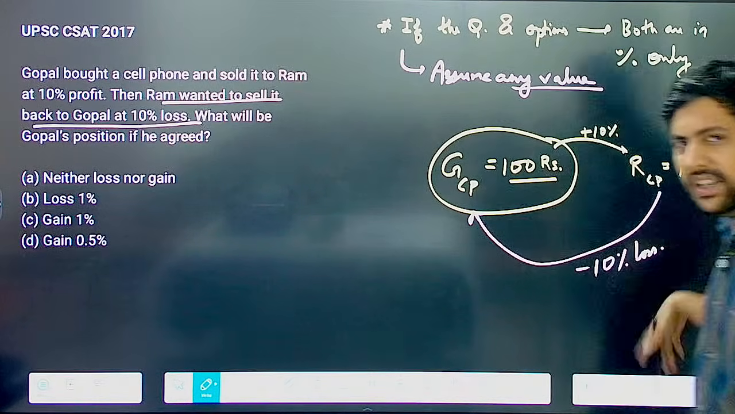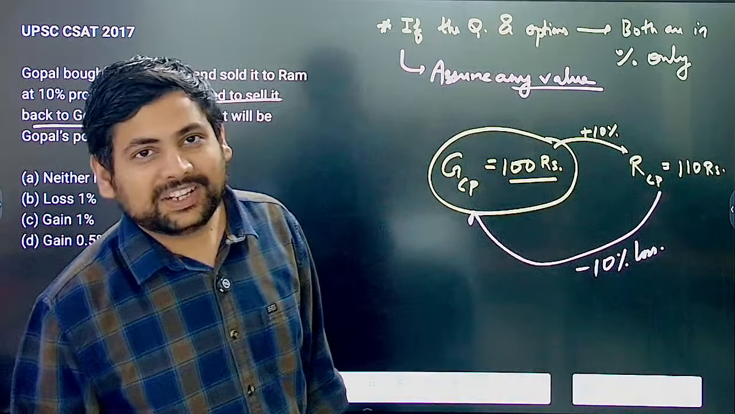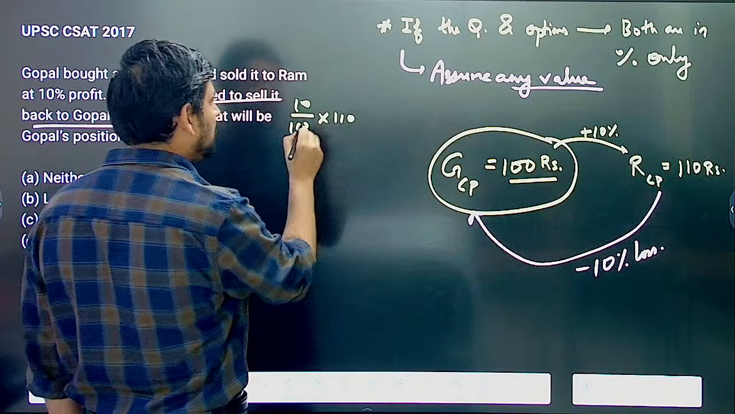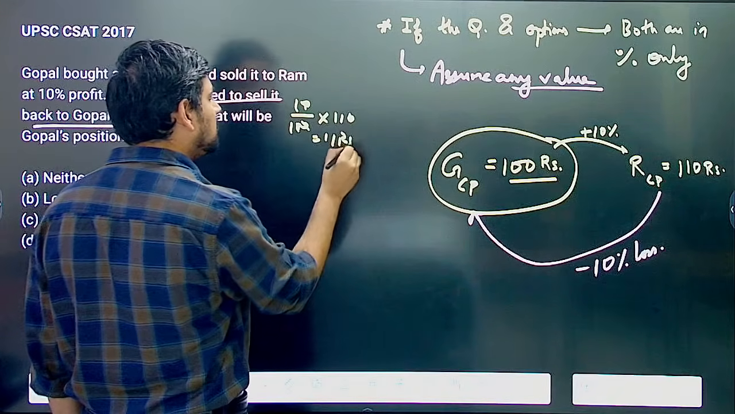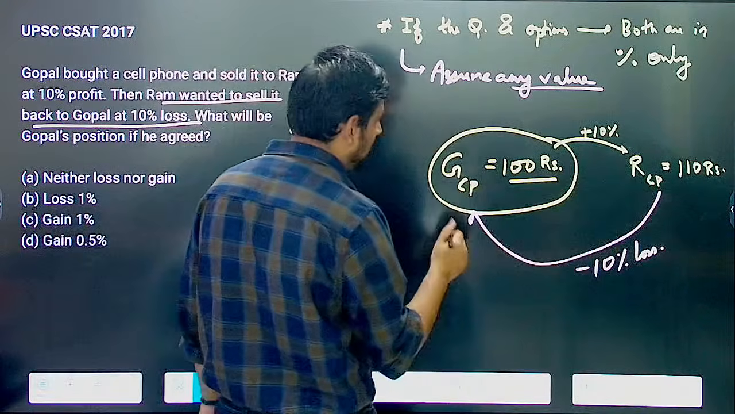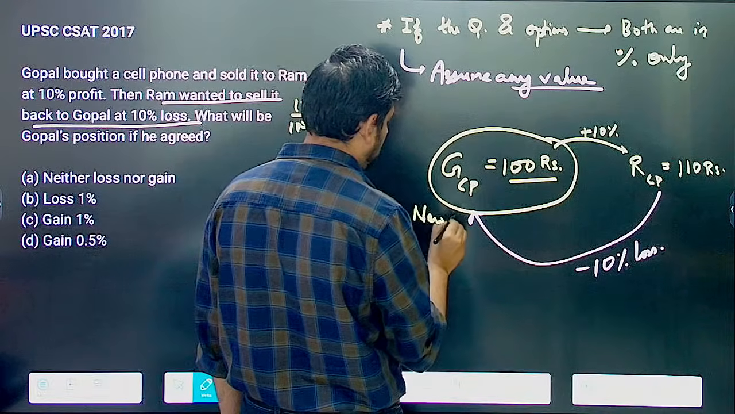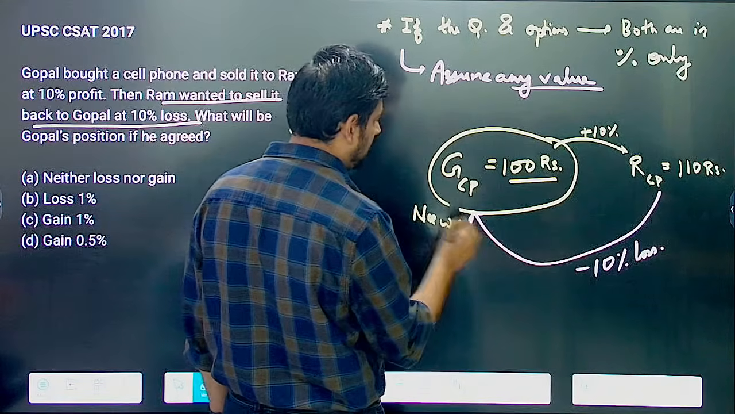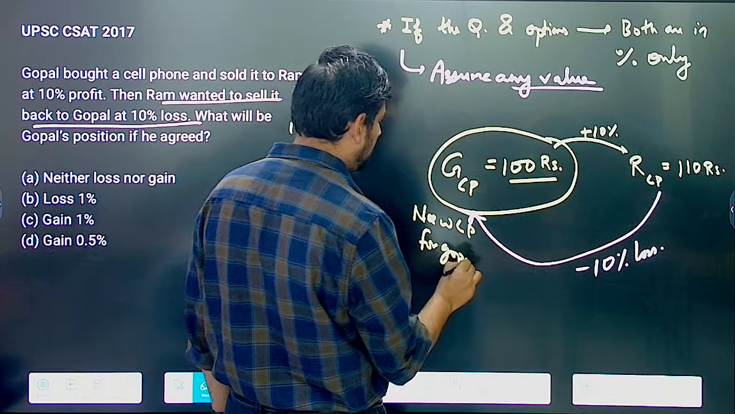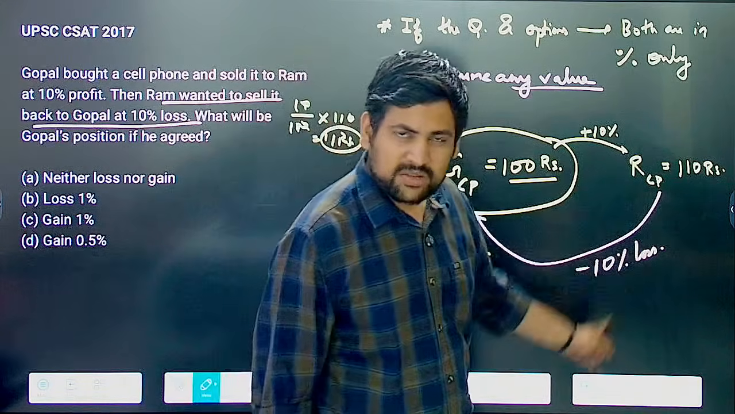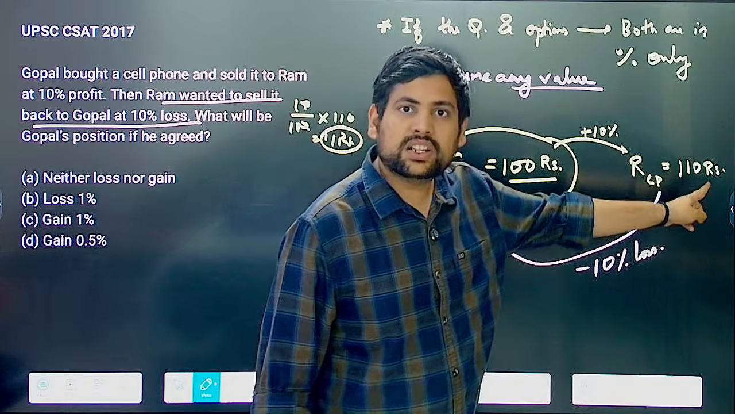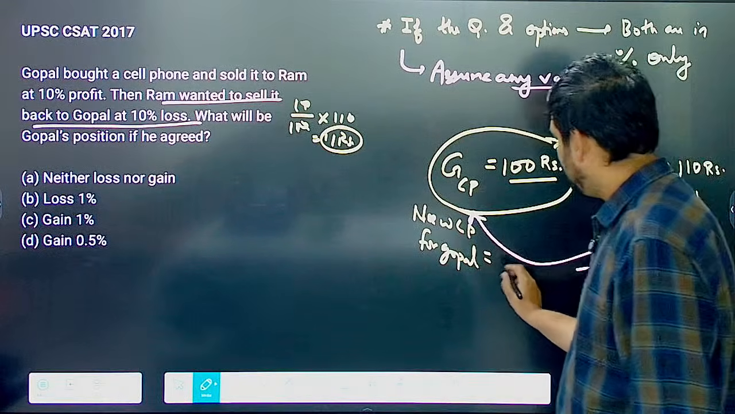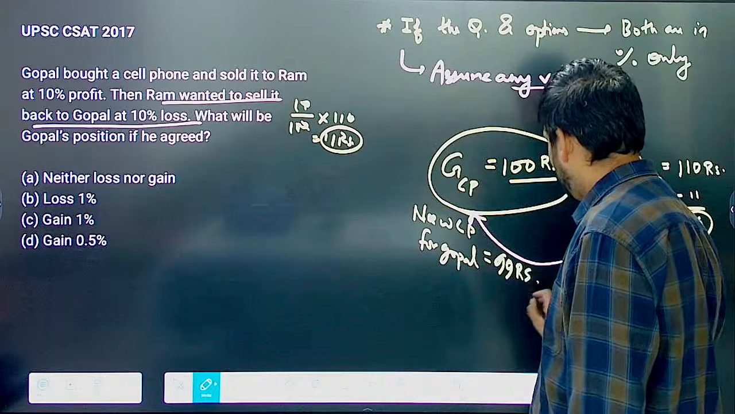So 10% of 110 will be what? 10% of 110 will be 11 rupees. So 11 rupees I'll have to subtract. Now the new cost price for Gopal becomes what? Gopal bought it at 10% loss, so 110 minus 11. That means at 99 rupees Gopal bought it again.